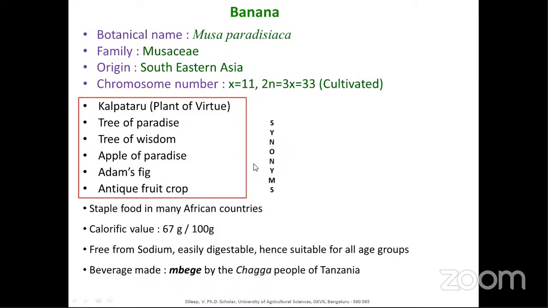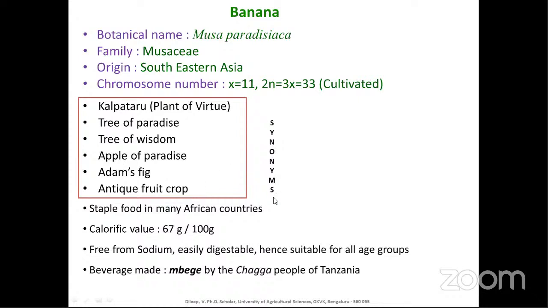This is not only with respect to banana. Whatever the crop may be, irrespective of how many common names or synonyms it has, you just have to memorize everything, because in one way or another it will be asked. There might not be a question like banana is also called as dash, but something like Adam's fig may be given as a cultivar name. So who knows? You should be aware of all the synonyms of this crop or any particular crop.